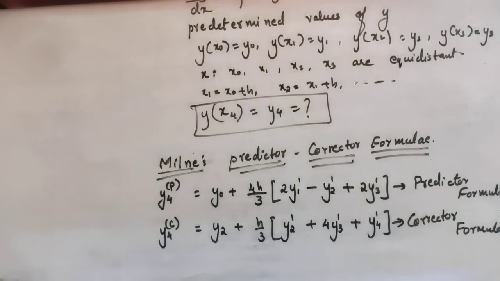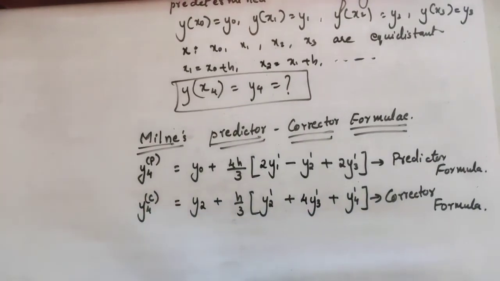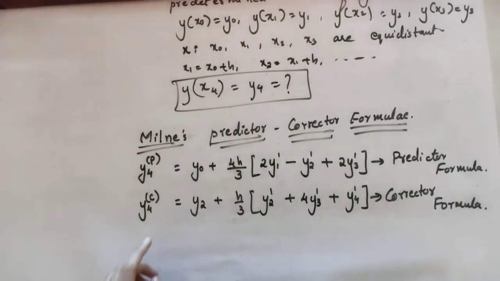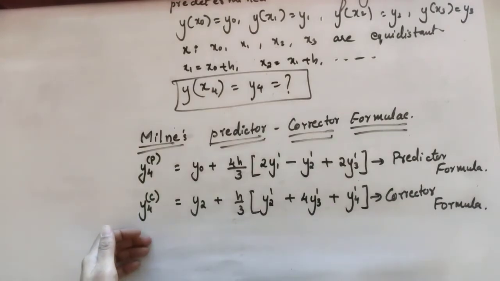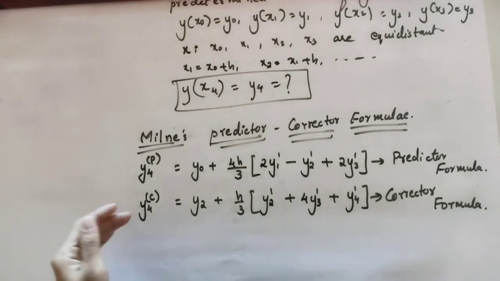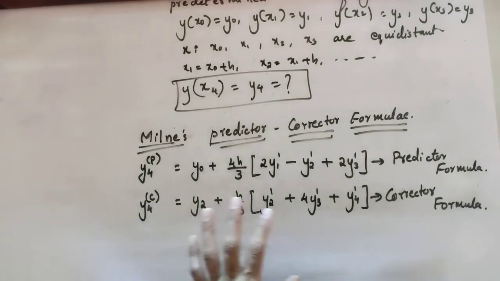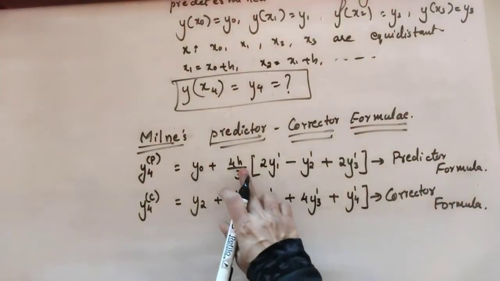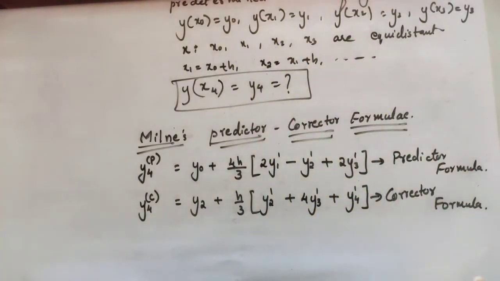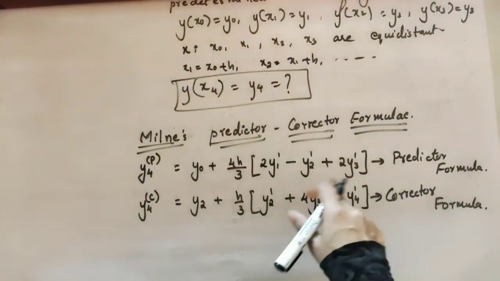So these are Milne's formulas to predict the value for Y4 and then correct it. You can apply this corrector formula as many times as needed to get the desired accuracy. I hope you memorize these formulas, there is no other way. Y0 plus 4 times h divided by 3. h is the equal distance between the points, and these things you need to memorize.